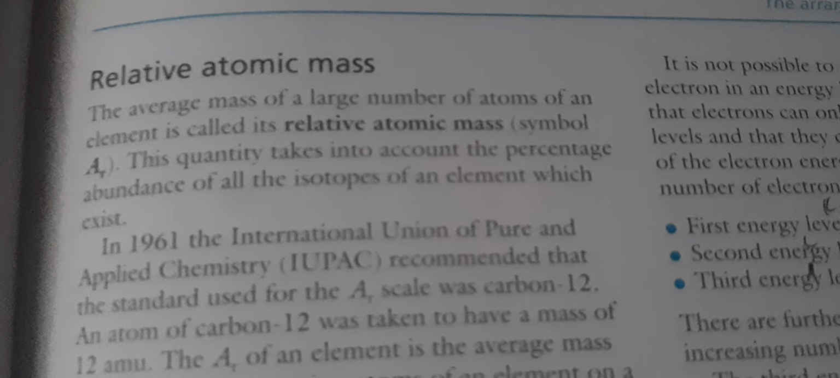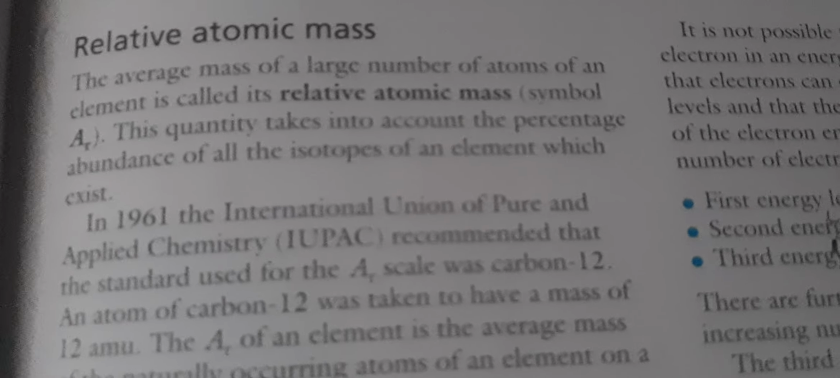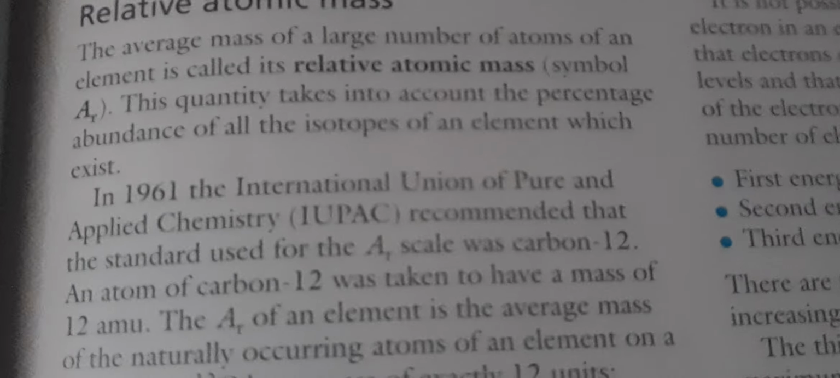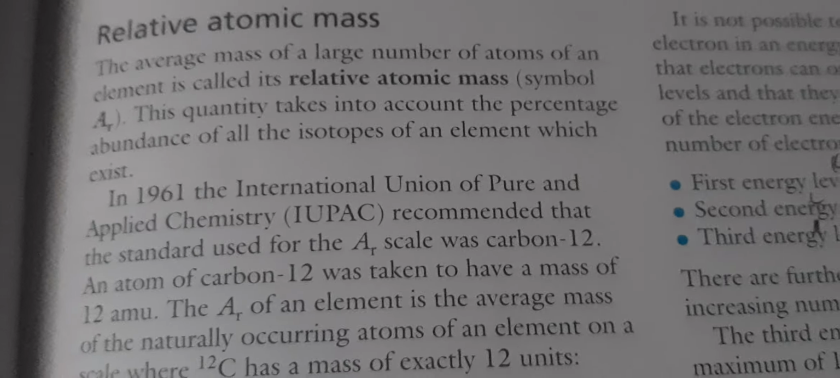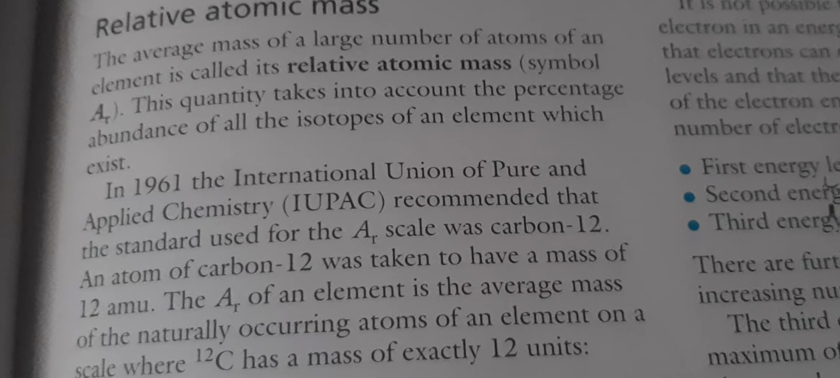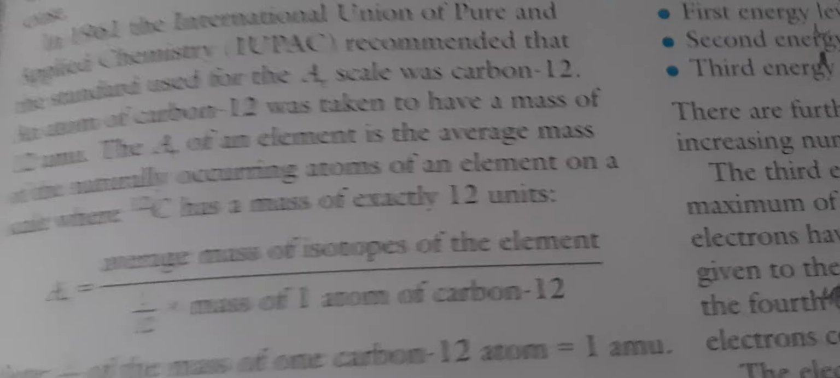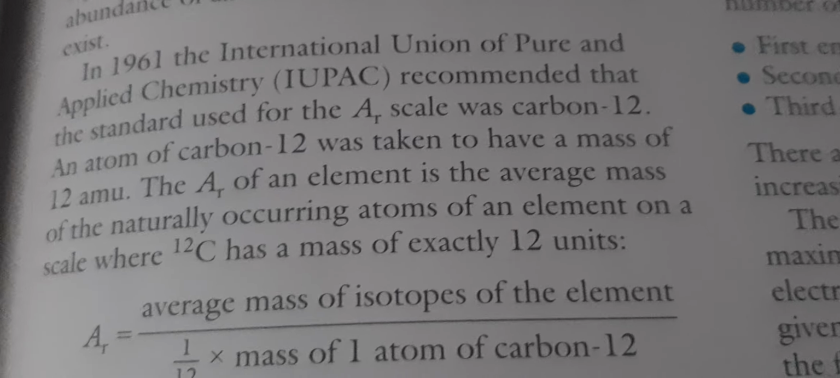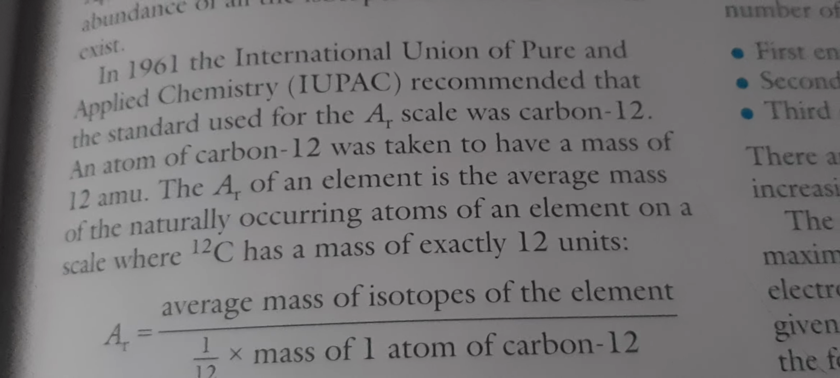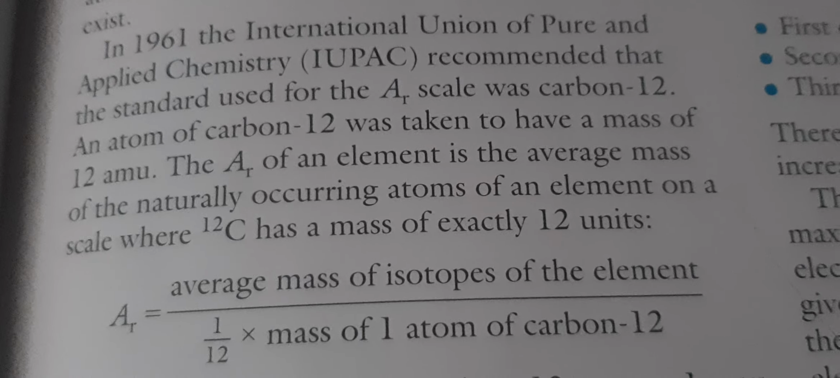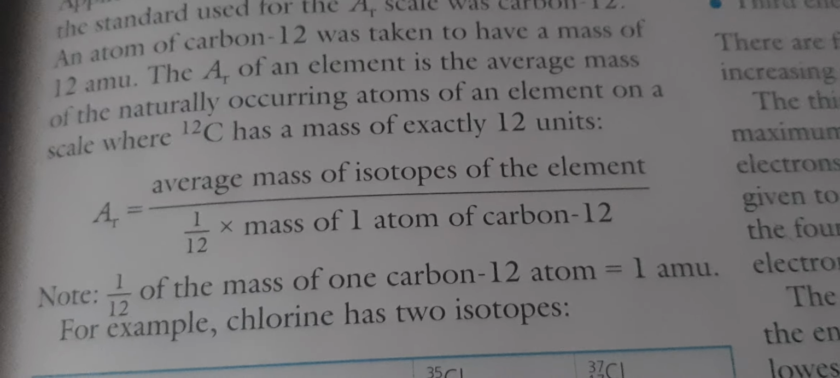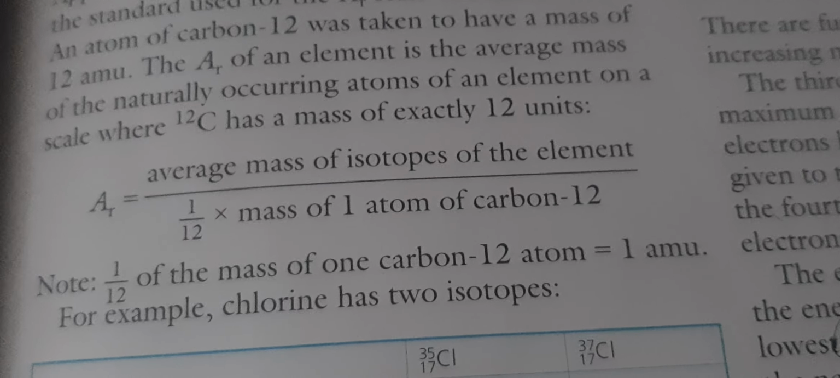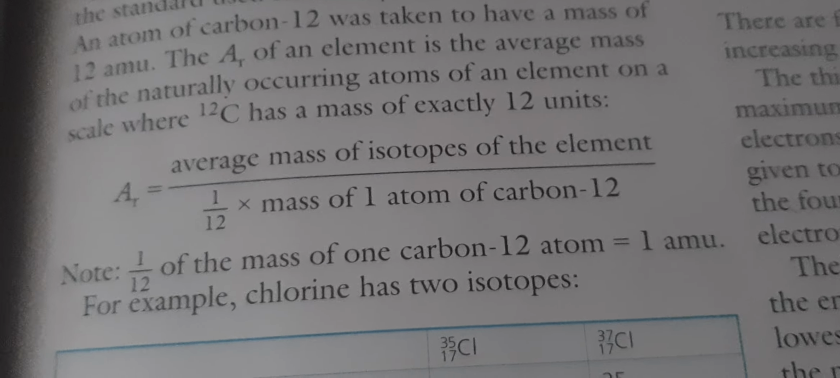The average mass of a large number of atoms of an element is called its relative atomic mass. Its symbol is A subscript r. This quantity takes into account the percentage abundance of all the isotopes belonging to a particular element, if they exist. In 1961, IUPAC recommended the standard used for the A subscript r scale, that was carbon-12. A carbon-12 sample was taken, which has a mass of 12 atomic mass units.